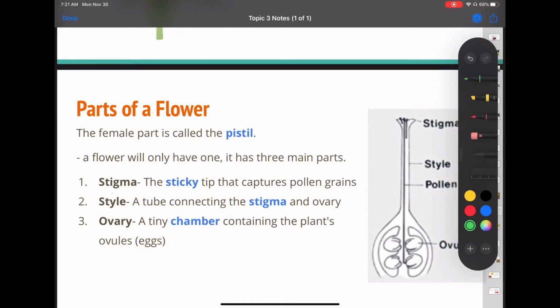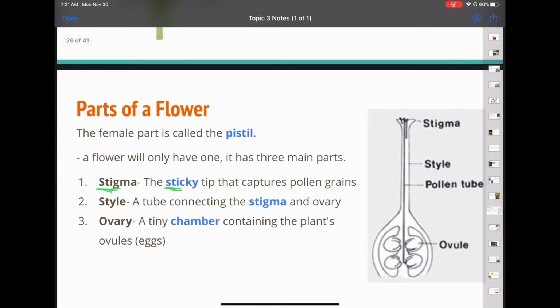Now, I remember that stigma and sticky both start with the letters S, T, I. So stigma and sticky kind of sound a little bit the same. So that might help you remember that it's the sticky tip that captures the pollen grains.